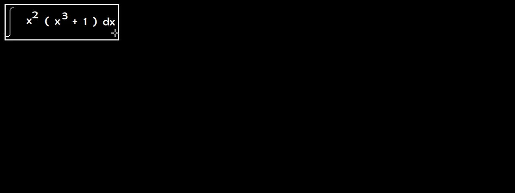Let's take the first method. In this case, we distribute the x squared into the parenthesis for x cubed plus 1. Or you can do it by substitution. How? You can take this term x cubed plus 1 and substitute it as t or u. Now you could do this by differentiating both sides, 3x squared dx equals du.